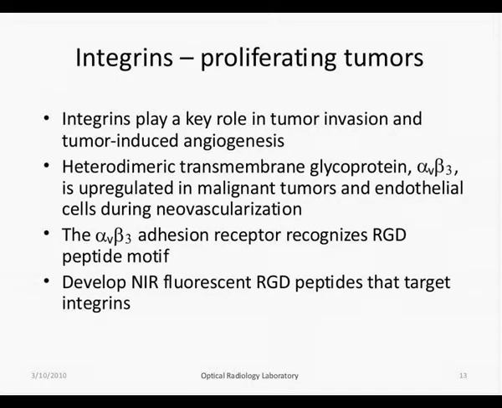So, for example, the integrin alpha V beta 3, as I mentioned, plays a role in tumor invasion as well as angiogenesis within cancer. These cell surface receptors are overexpressed in many cancers, and we can use a small peptide sequence based on the RGD motif to develop near-infrared fluorescent imaging agents.